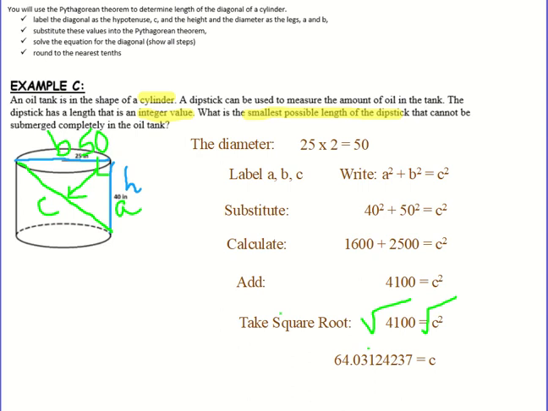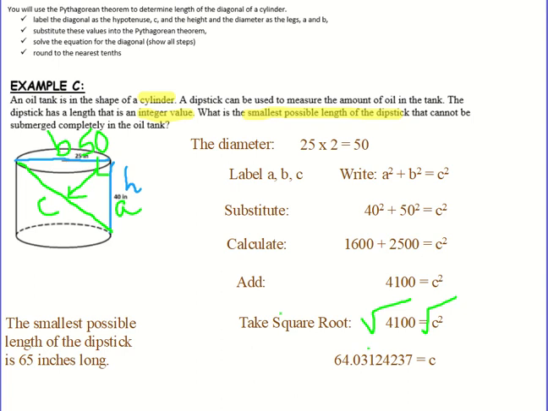So if I go back to that question, they said I could only use integer values for the length of the dipstick. So that means that 64.03, I have to go to the next number that is higher than that. So I'm going to go up to 65. So over here, I have it written down. The smallest possible length of the dipstick is 65 inches.